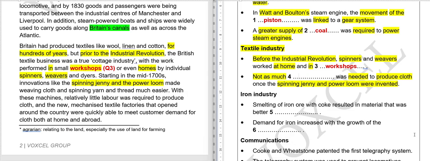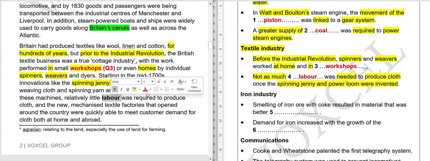And our answer to this question is labor. So if you arrived at this particular answer, well done. I will tell you why this is our answer. Just give me a sec or so, so that I can write here. This is our question number 4.